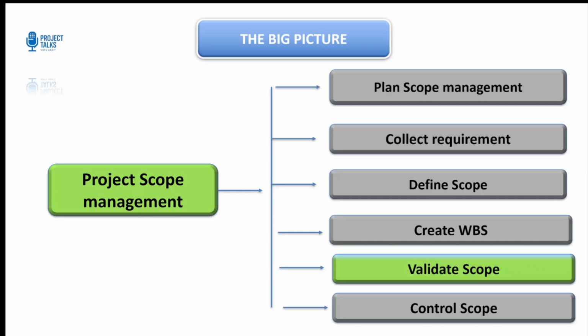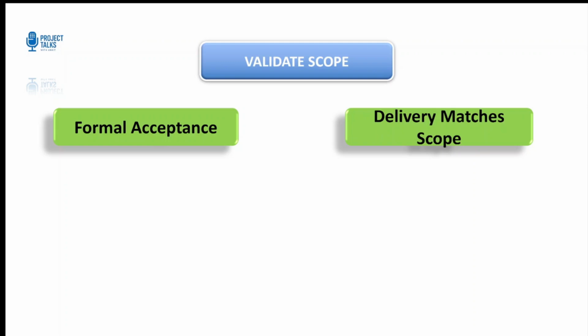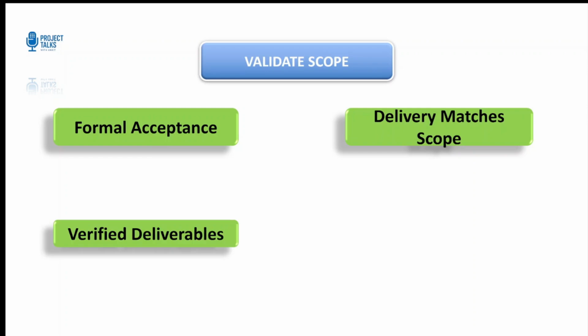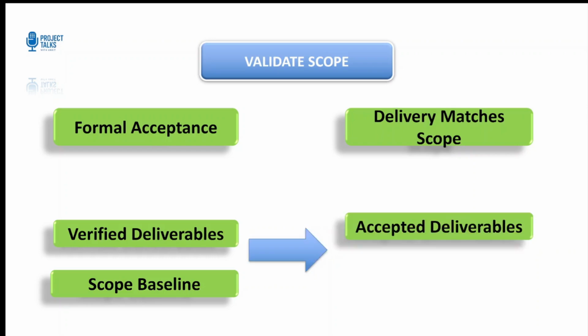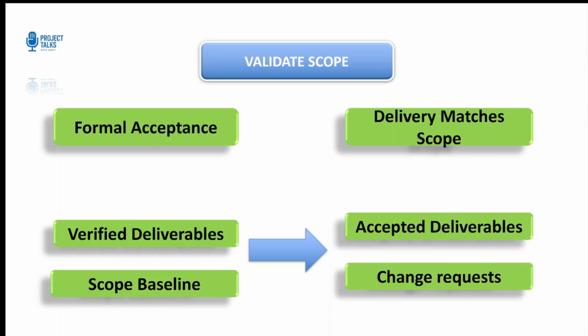So now that we have understood how plan scope, collect requirements, define scope, and create WBS work, let's move to our next process, which is validate scope. Now, validate scope is where we get formal acceptance of deliverables from stakeholders. It is not about testing quality, it is about confirming that what was delivered matches the agreed scope. Here, the key input includes verified deliverables and scope baseline. Now, the main output is accepted deliverables or a change request if discrepancies are found.